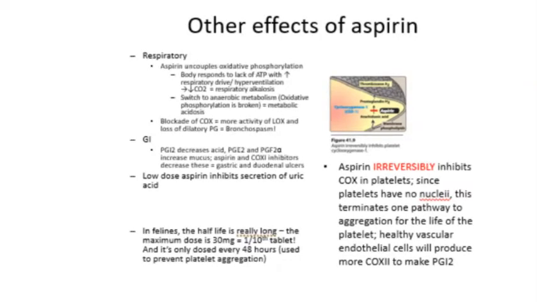When we block cyclooxygenase, our arachidonic acid is now free to go down the lipoxygenase pathway. People with susceptibility can have bronchospasm from increased leukotriene formation. In the GI tract, as we already mentioned, there's a risk of gastric ulceration. For your information, low-dose aspirin can inhibit secretion of uric acid, which may cause gout in susceptible individuals.